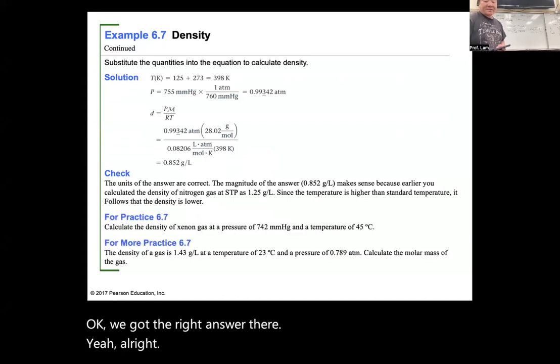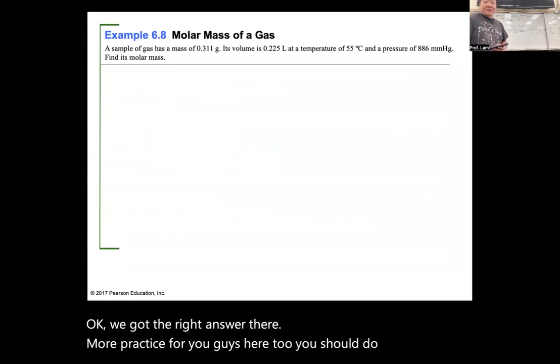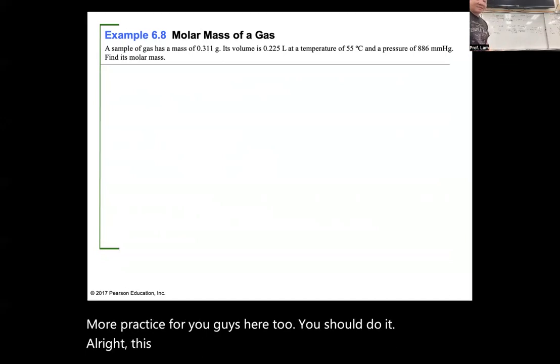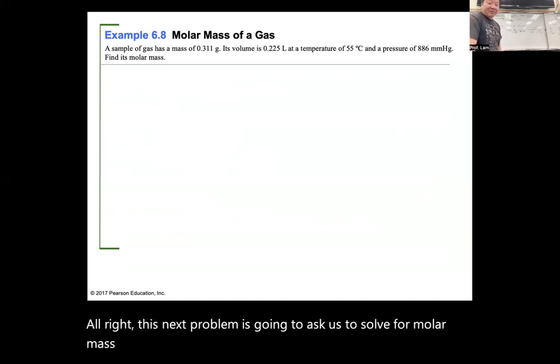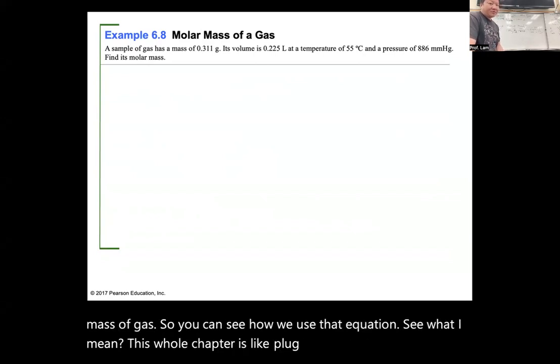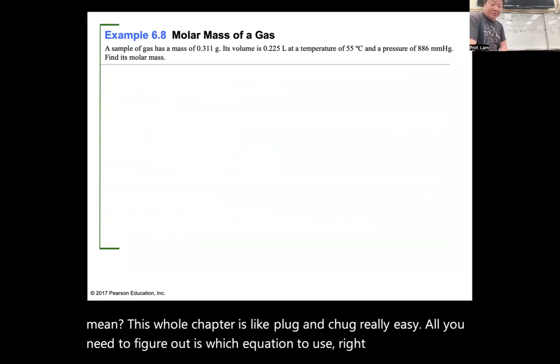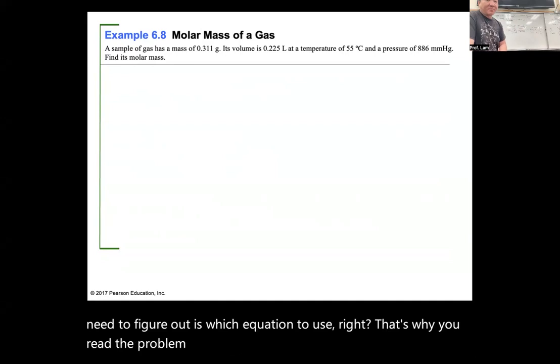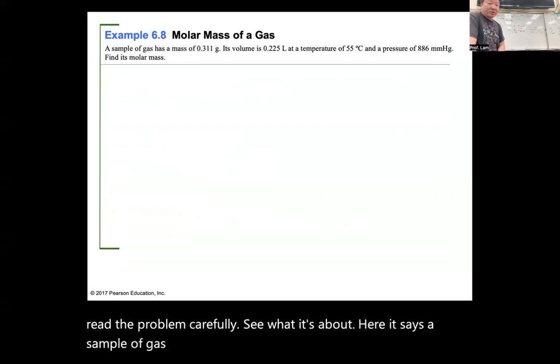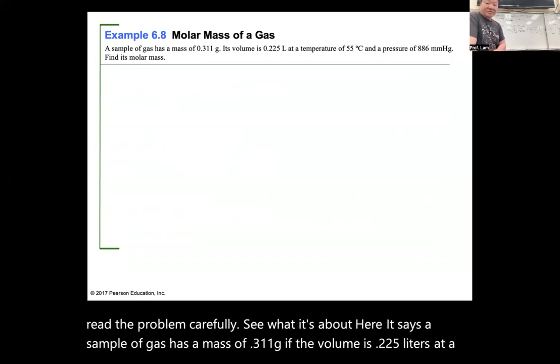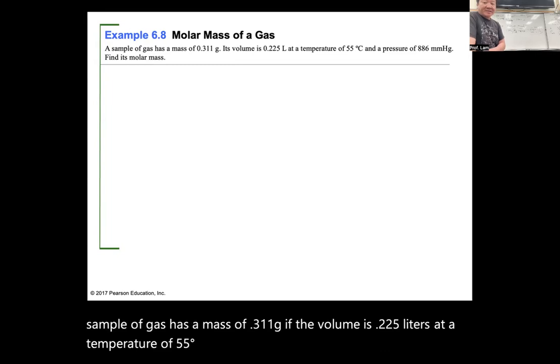More practice for you guys here too. You should do it. This next problem is going to ask us to solve for molar mass of a gas, so you can see how we use that equation. See what I mean? This whole chapter is like plug and chug. Really easy. All you need to figure out is which equation to use. That's why you read the problem carefully, see what it's about. Here it says a sample of gas has a mass of 0.311 grams. If the volume is 0.225 liters at a temperature of 55 degrees Celsius and a pressure of 886 millimeter mercury, what is its molar mass?